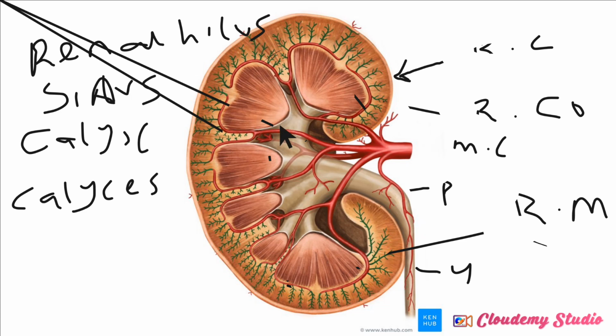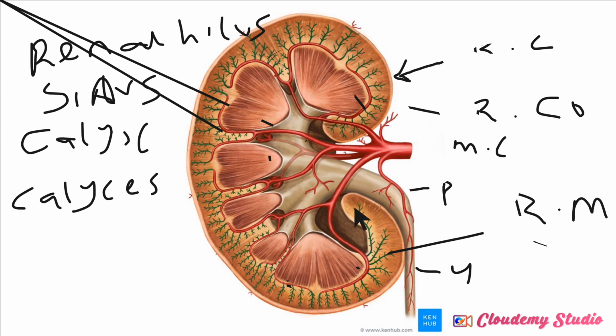Now, at the bottom of the renal pyramid, we have the renal papillae, right? Now, the renal papillae extend into the minor calyx, minor calyces. You understand? Because we have many minor calyces. Can you see? Now, all of these minor calyces extend into the major calyx. The major calyx extends into the pelvis and into the ureter.